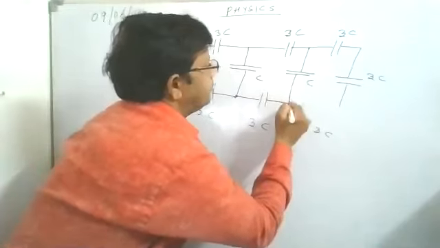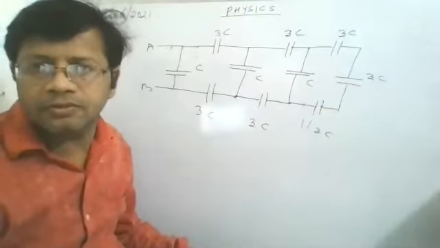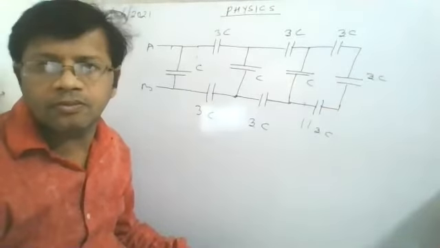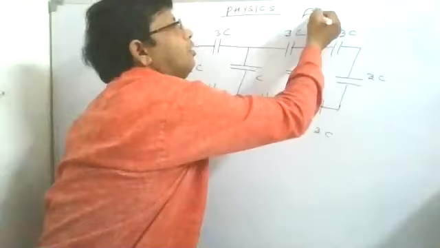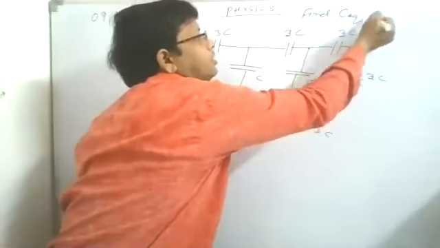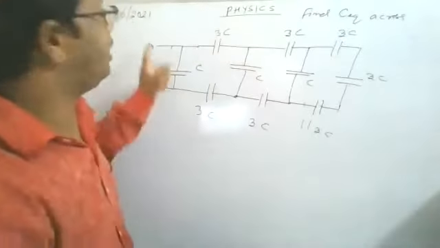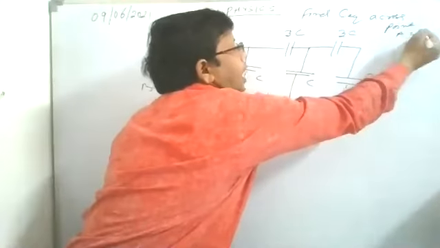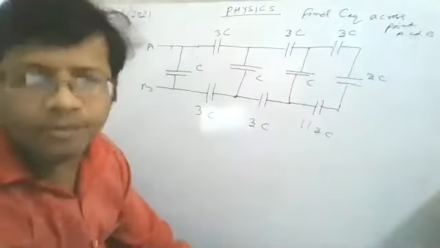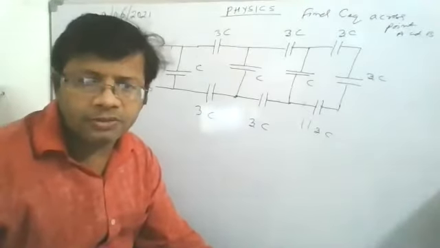Yes, beta. Tell me. What is the question here? Find the equivalent capacitance across point A and B. Let us see here how we have to. Sir. Let us see here.